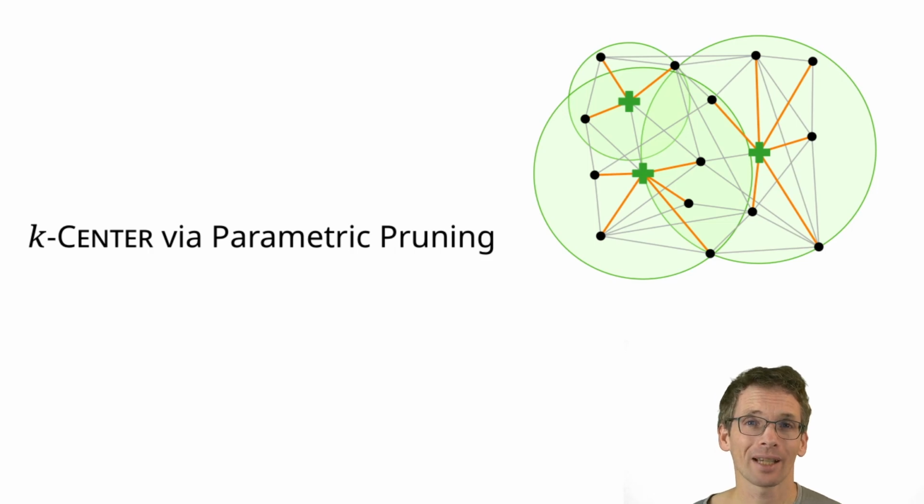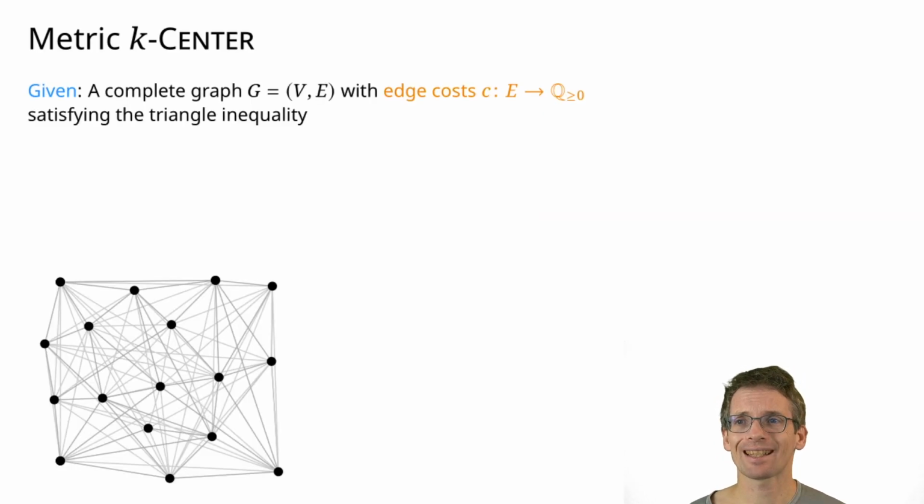We're going to take a look at an approximation algorithm for the metric k-center problem. And the technique that we're going to see is parametric pruning. So let's start with the metric k-center problem. It's a clustering problem modeled over a graph.